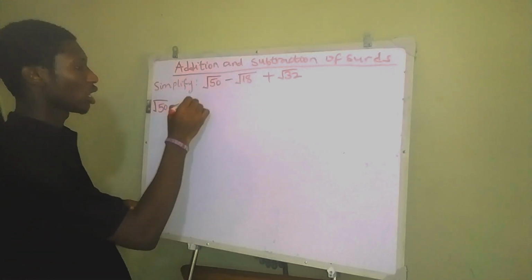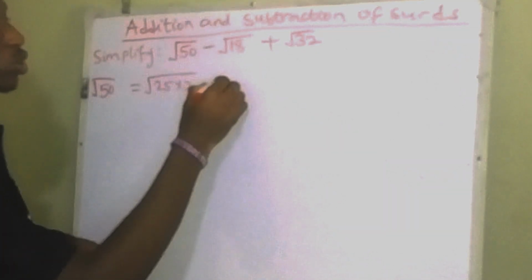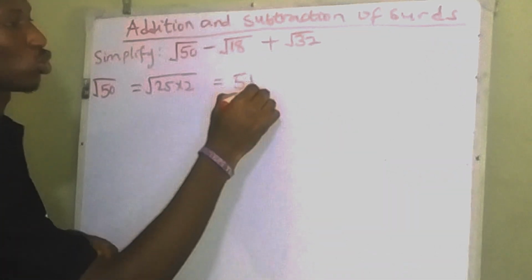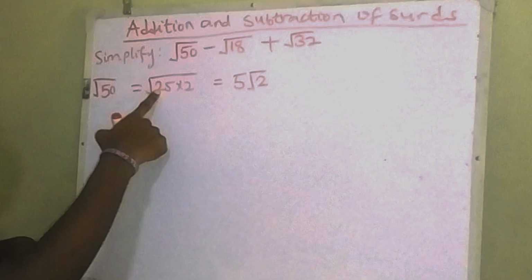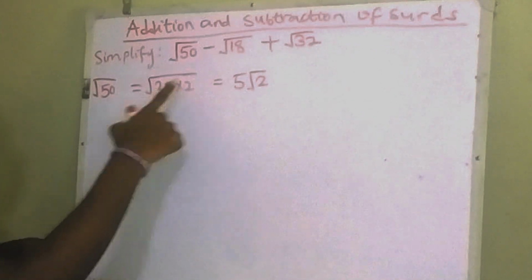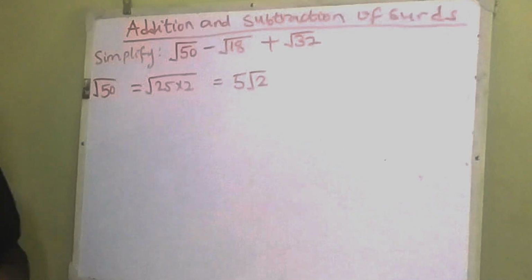So we can write this as what? Square root of 25 times 2, which is equal to what? 5 square root of 2. We all know we've got it. Square root of 25 is what? 5. Now square root of 2. So this is the reduced form of square root of 50.